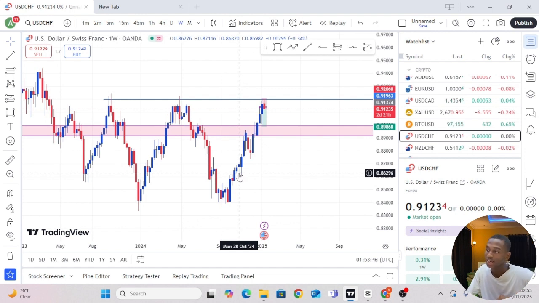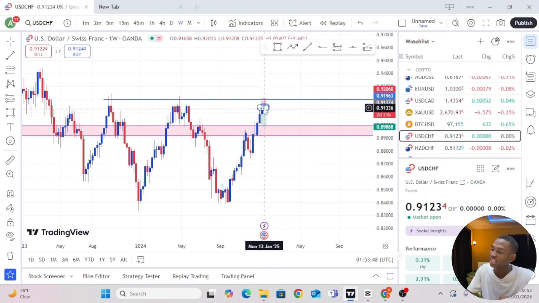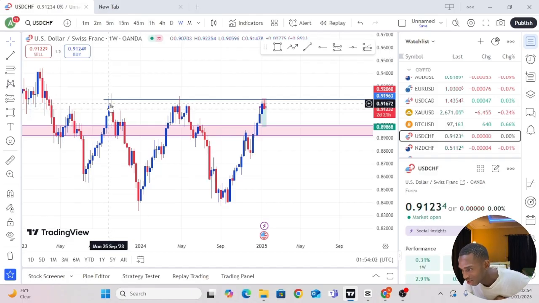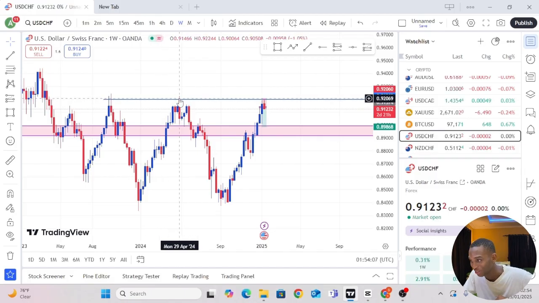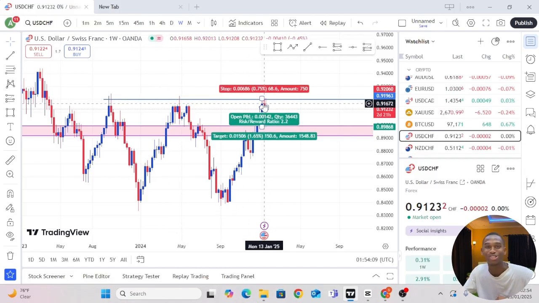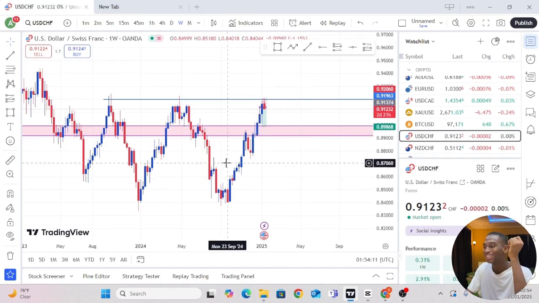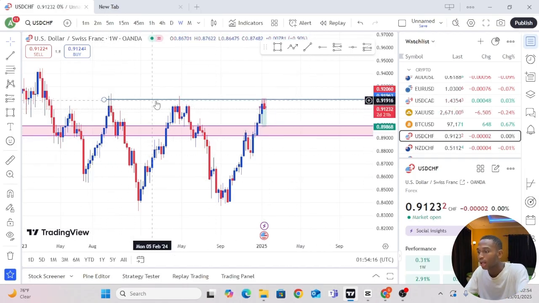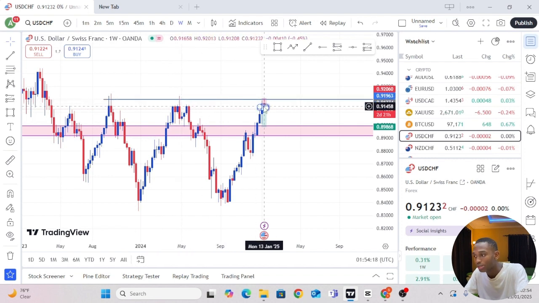So I said that the next time I'm going to be entering this trade is if it comes back here to this same key level that it has been testing since October 2023. So this is 2023. This is 2024, and ladies and gentlemen, this is 2025. So it has been really testing it every single year. So every single year it comes here, it comes here, it comes here again.